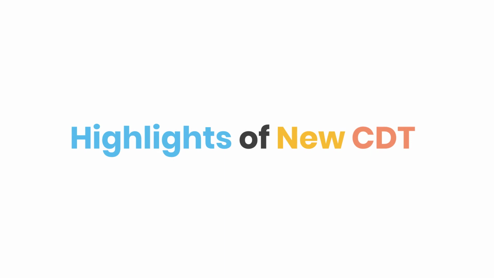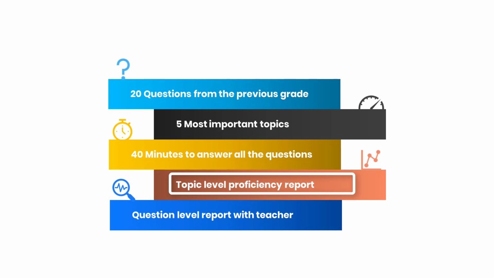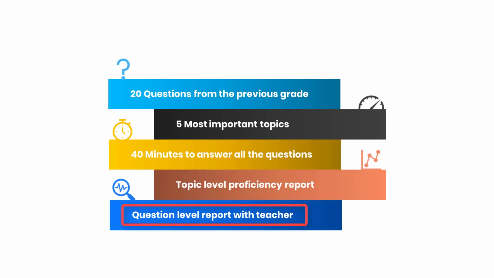So here are the highlights of the new CDT for you. The new CDT offers 20 questions from 5 most important topics of the previous grade, 4 questions from each topic. Though the assessment is allowed for 40 minutes, our expectation is that this can be completed in 20 to 25 minutes. A topic level proficiency will be displayed to the parent along with a learning plan. You, the teacher, will receive a topic level proficiency report as well as a question level report with specific learning gaps based on the responses chosen.